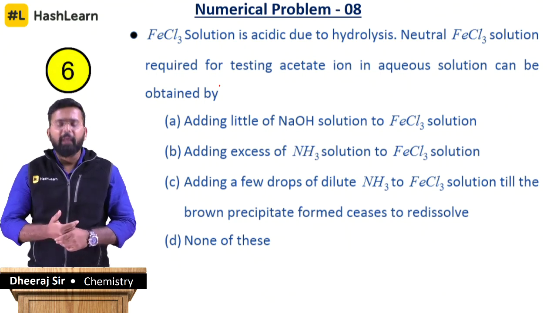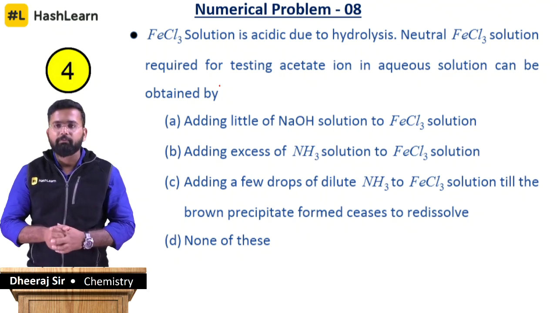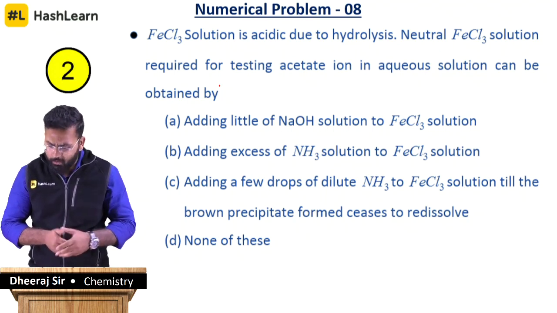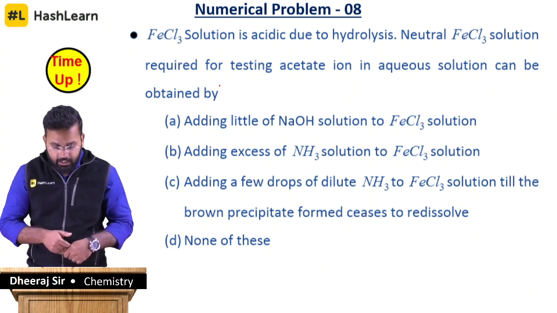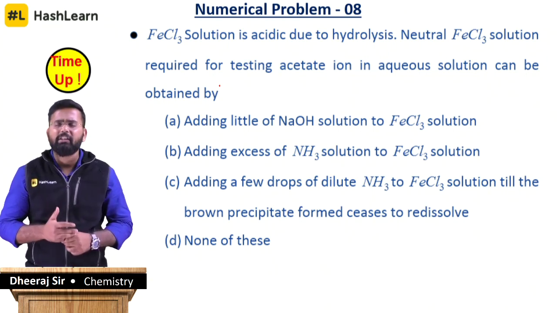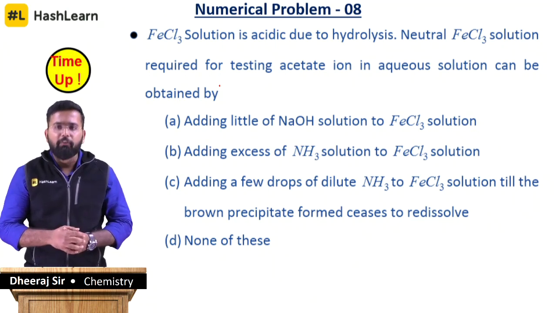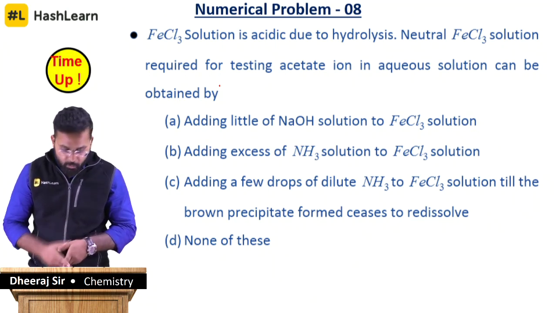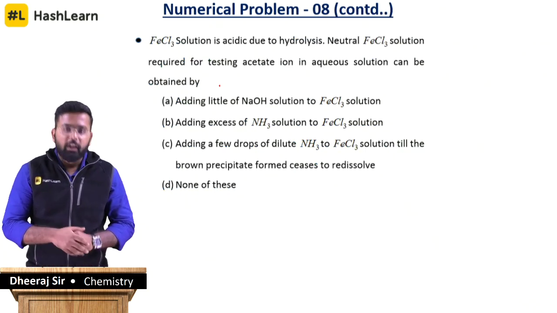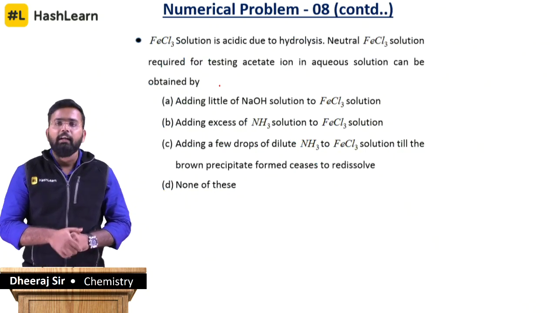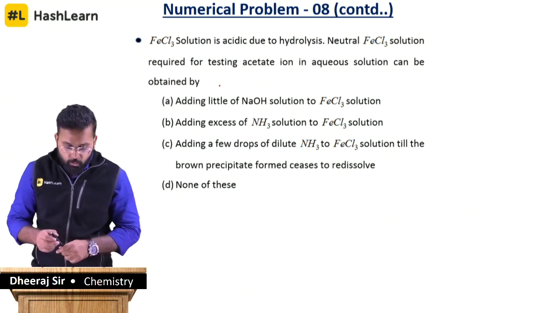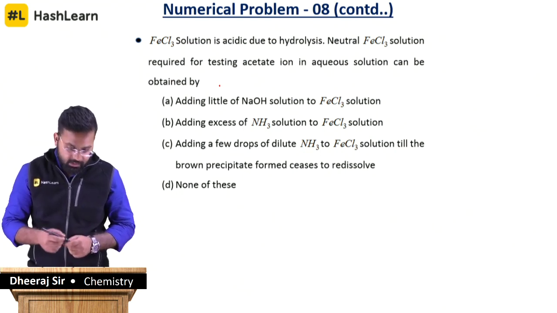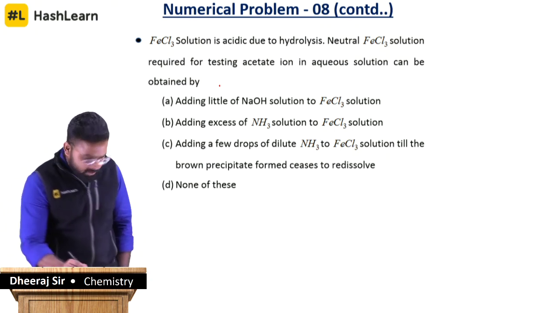Then how do we prepare neutral FeCl3 solution? Why is neutral FeCl3 solution needed? He himself has told us that it is needed for testing acetate ions. And apart from that, another important use is to check the presence of phenolic groups. You need neutral ferric chloride solution. So how is it that we prepare neutral ferric chloride solution? Because ferric chloride is basically acidic in nature due to the presence of HCl. So what is it going to be? Straightforwardly, Yogesh has given us the right answer.